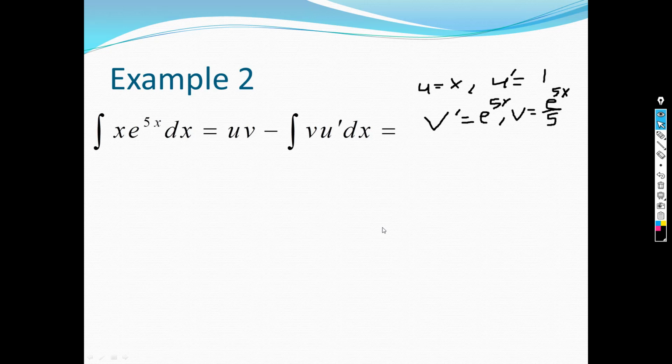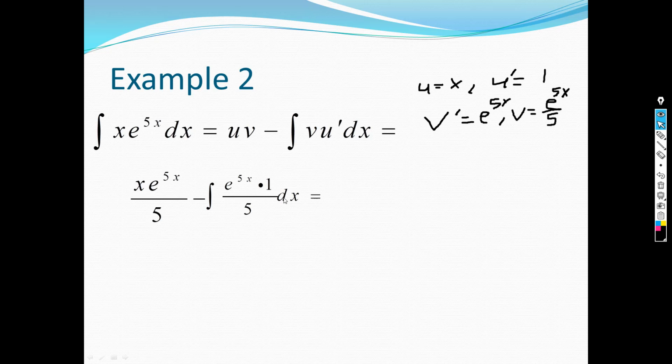So it'll look like this. Okay, so right here, u times v, u is x, and v is e to the 5x over 5. So there you have it. Okay. Now in this integral right here, where I have a v, I'm going to put e to the 5x over 5. Where I have a u prime, I'm going to put a 1. Okay. So there you have it. V, e to the 5x over 5 times 1 dx.